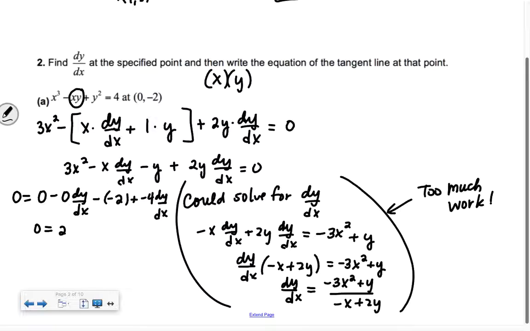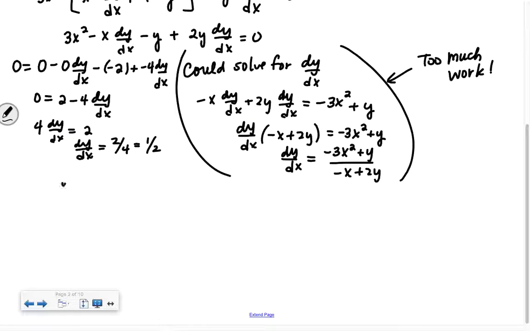So I have 0 equals 2 minus 4 dy over dx. And we can solve for dy over dx. I'm going to add that chunk over, so 4 dy over dx equals 2. So I get the slope, dy over dx equals 2 over 4, which is 1/2. Once we have the slope, we can write the equation of the tangent line: y minus y1 equals m times x minus x1. I didn't have to write point-slope form because the point was 0 comma something, so I knew negative 2 is my y-intercept. I could have just written it as y equals mx plus b.